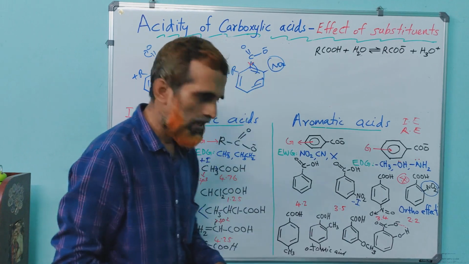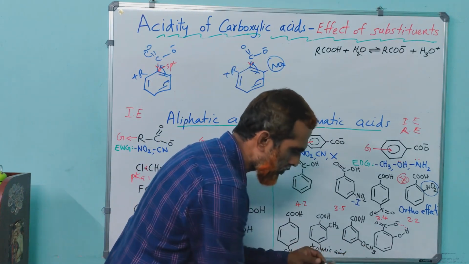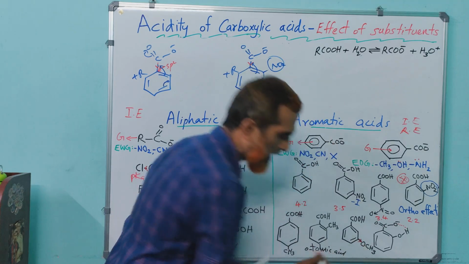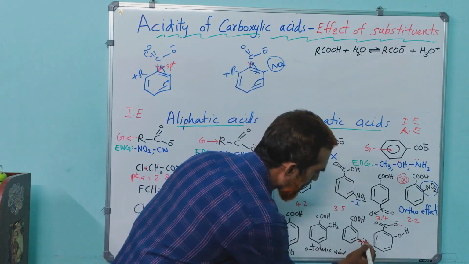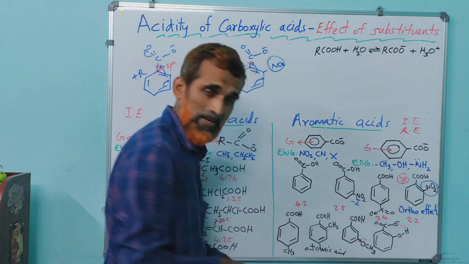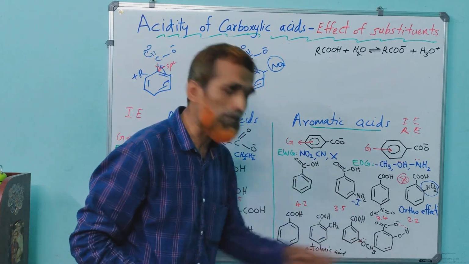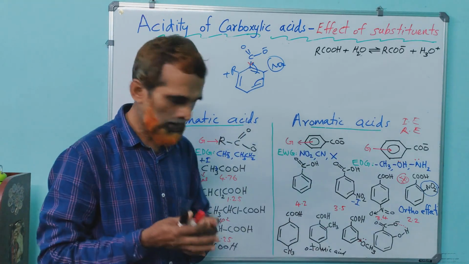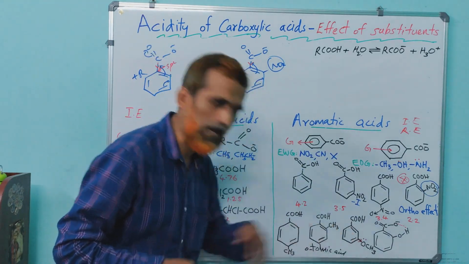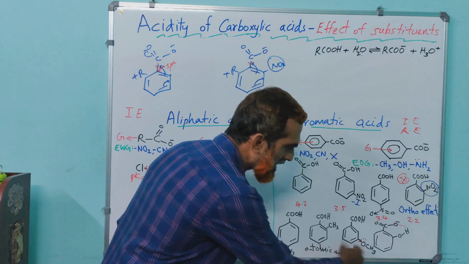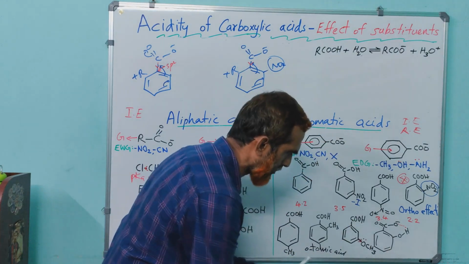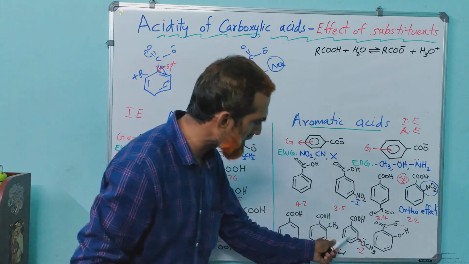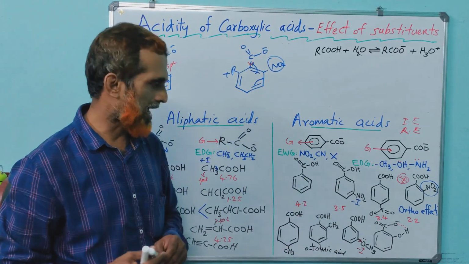What about this one? See, this one has two effects at the same time. This is a minus I group withdrawing electrons. At the same time, the lone pair can have plus R effect. But I said, when at meta position, plus R or minus R effect will not work. It works only at ortho and para position. So what works here is the minus I effect. That works, of course. Minus I effect will work, and it is more acidic than benzoic acid.